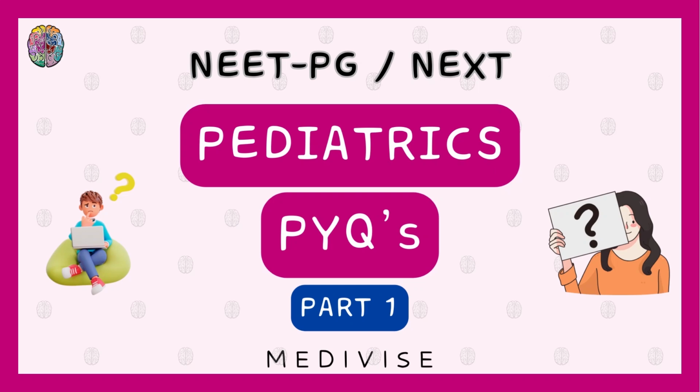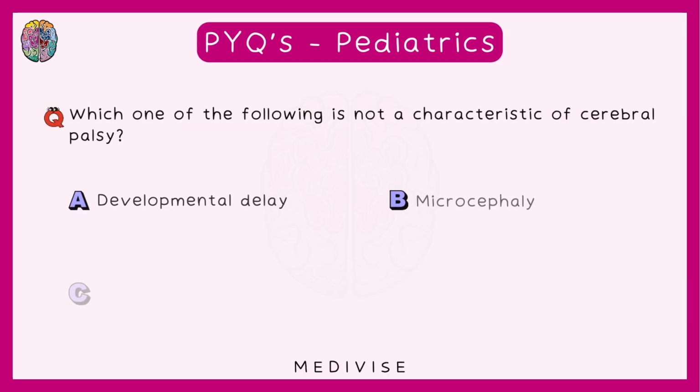In this video, we will look at some of the previous year questions that were asked in the subject of pediatrics. So let's start with the first question. Which of the following is not a characteristic of cerebral palsy? Developmental delay, microcephaly, ataxia, or flaccid paralysis?